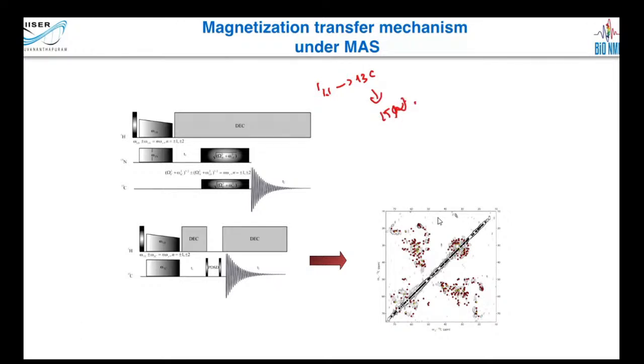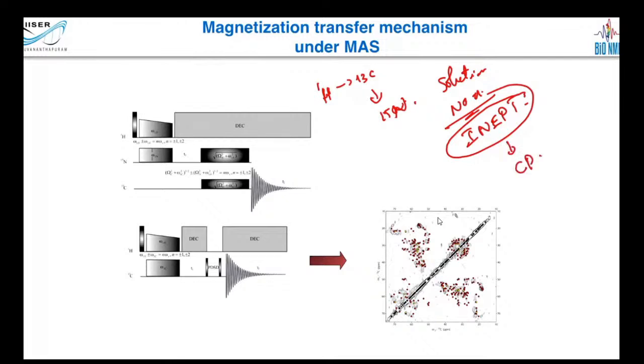Okay, that was possible in solution NMR. In solution NMR, we do that using insensitive nuclei enhanced by polarization transfer, INEPT building blocks. We use INEPT magnetization transfer building blocks to transfer magnetization between proton, carbon-13 and 15N. But now, in solid state, we replace this INEPT with CP, cross polarization.